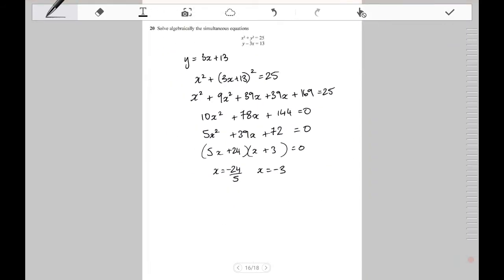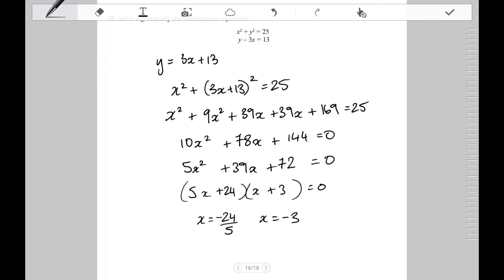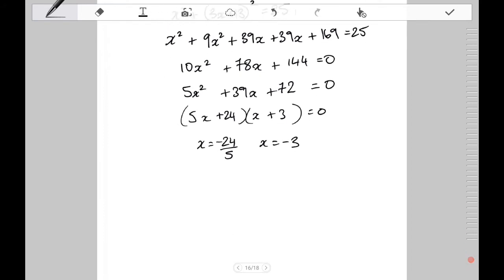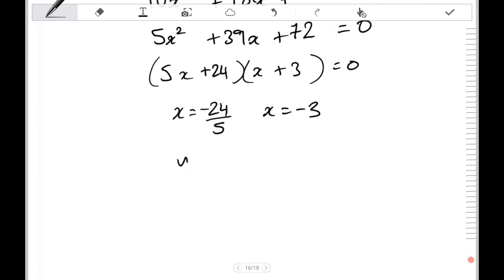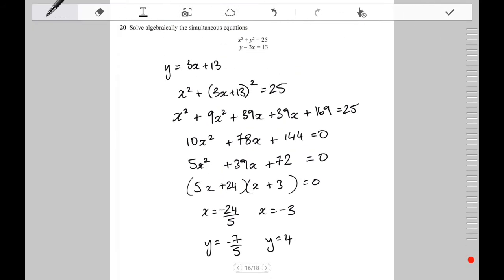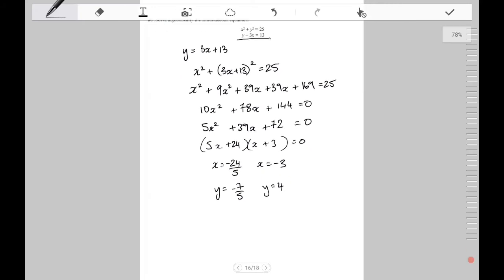And then all you need to do is literally plug these x values into the second equation, because it's simpler. You end up with y equals minus 7 over 5 and y equals 4. That's all you have to do, just plug them into this equation here. Okay.